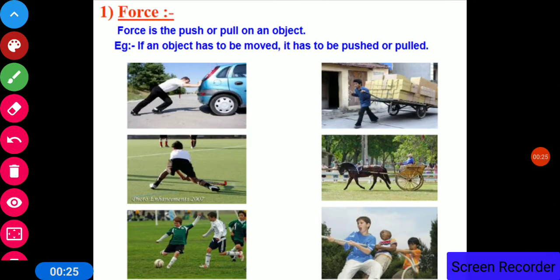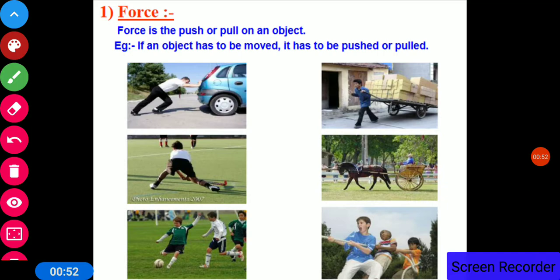Now, as you already know, force is the push or pull on an object. For example, if an object has to be moved, it has to be pushed or pulled. As from the figure, you can easily see that if you want to change the position of the car, then you have to push it. The child is striking a ball to change its direction.